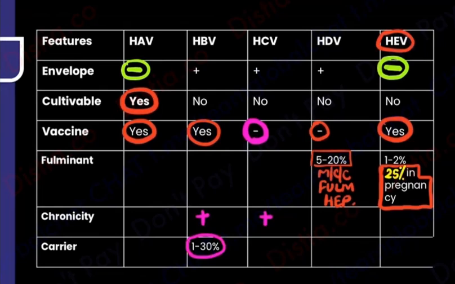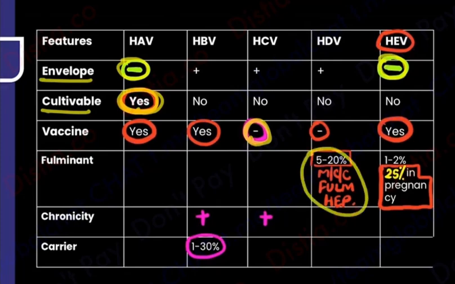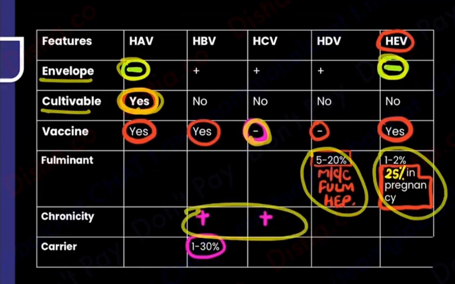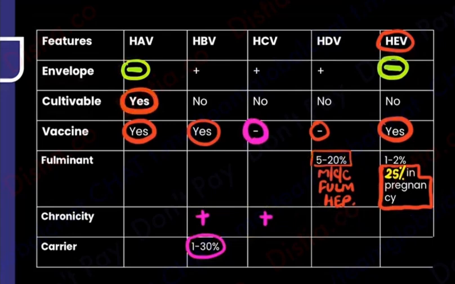So, overall, the ones without an envelope are the gastroenteritis ones. The only cultivable one is hepatitis A. The only one which does not have a vaccine is hepatitis C. The most common cause of fulminant hepatitis is hepatitis D. The most common cause of fulminant hepatitis in pregnancy is hepatitis E. The chronicity ones are B and C, and the carrier one is going to be hepatitis B. So gradually we will come on to this.